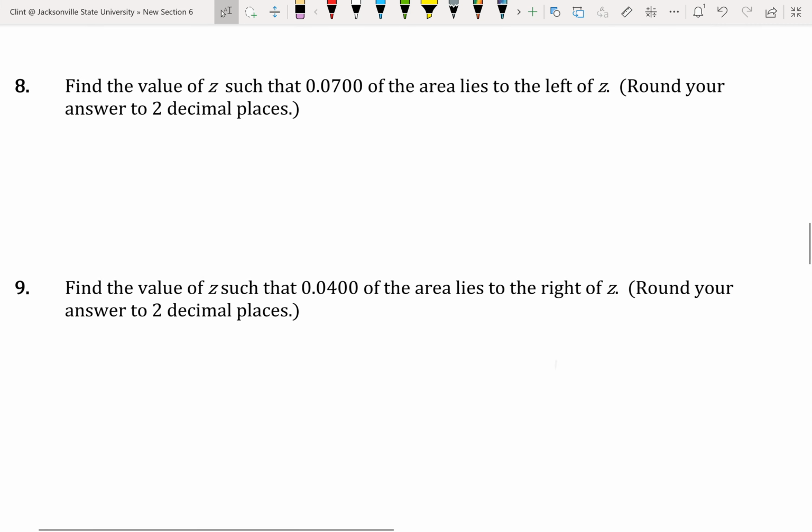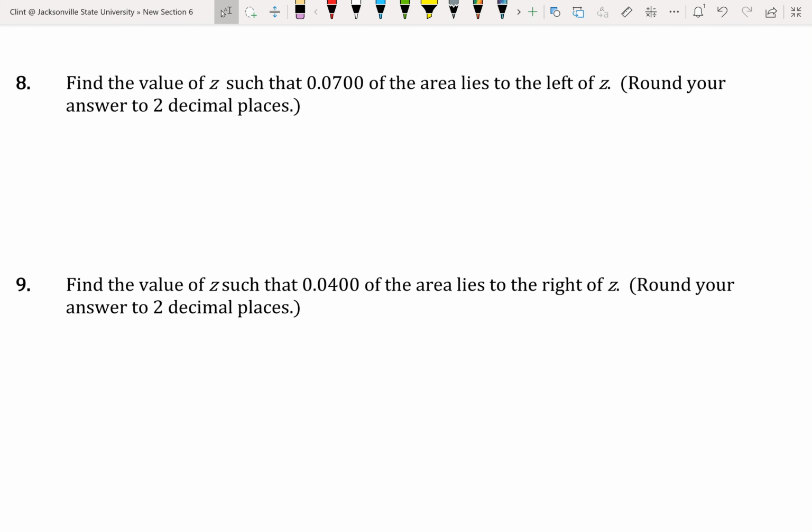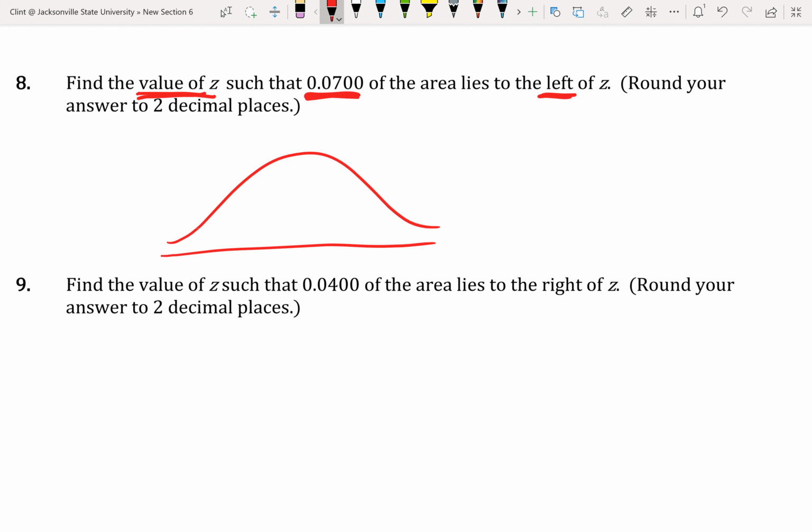Okay. Number 8, it's a little different. This one says find the value of Z, and it gives us the area. It says this area lies to the left. Okay. So what we're looking for here is we've got some Z value, and we've got an area of 0.0700 to the left of that Z value. What's our Z value?